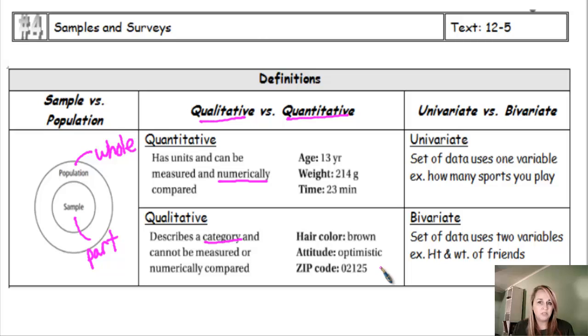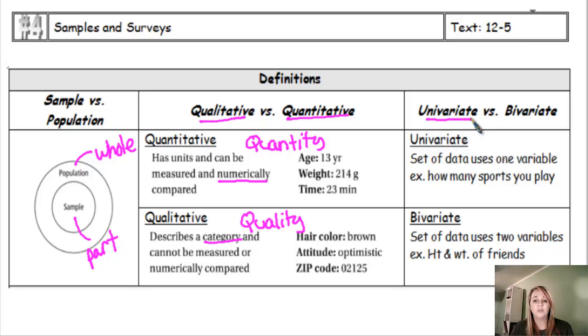The way that I keep these separate or straight in my mind is when I think of quantitative, I think of a quantity. I can actually get a quantity for this particular thing to compare it. When I think of qualitative, I think of quality. I'm looking at the quality of something. So there's no numbers attached to it. I'm just looking at the quality.